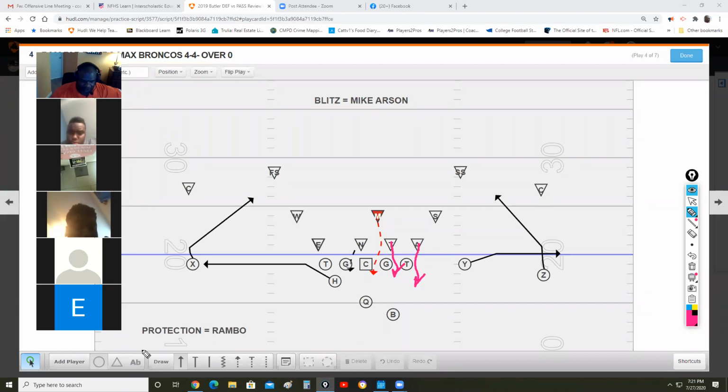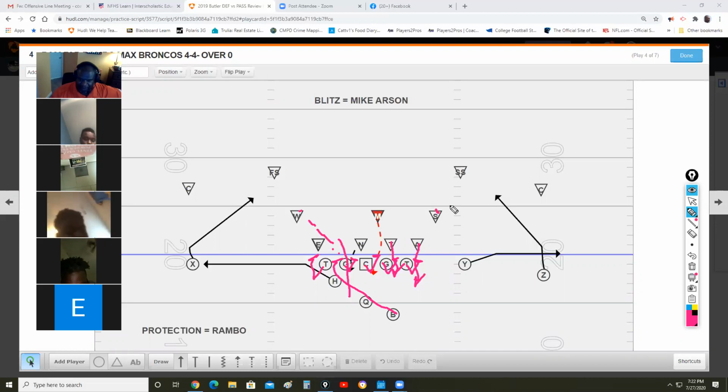All right, so we're going Rambo. Who's starting the slide? The left guard. Okay, so that means you're stuck, correct, Stanley? Yep. So he starts to slide, so he's got A gap. Who's got the Mike? The center. Who's got the tackle? The guard. Who's got the anchor? Tackle. So we're covered up. And the running back comes over here to B gap, and then he's looking for that guy or that guy.